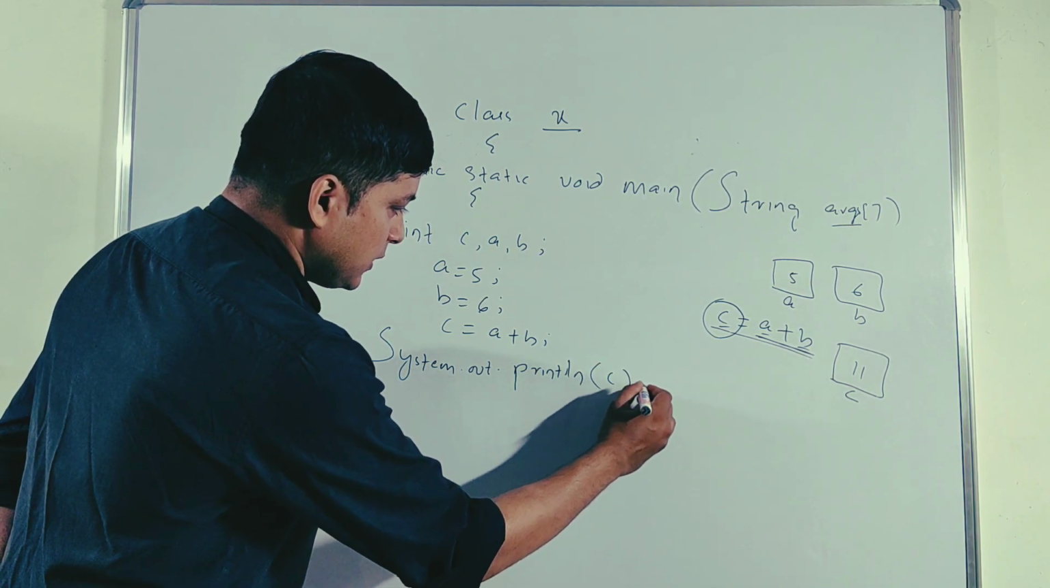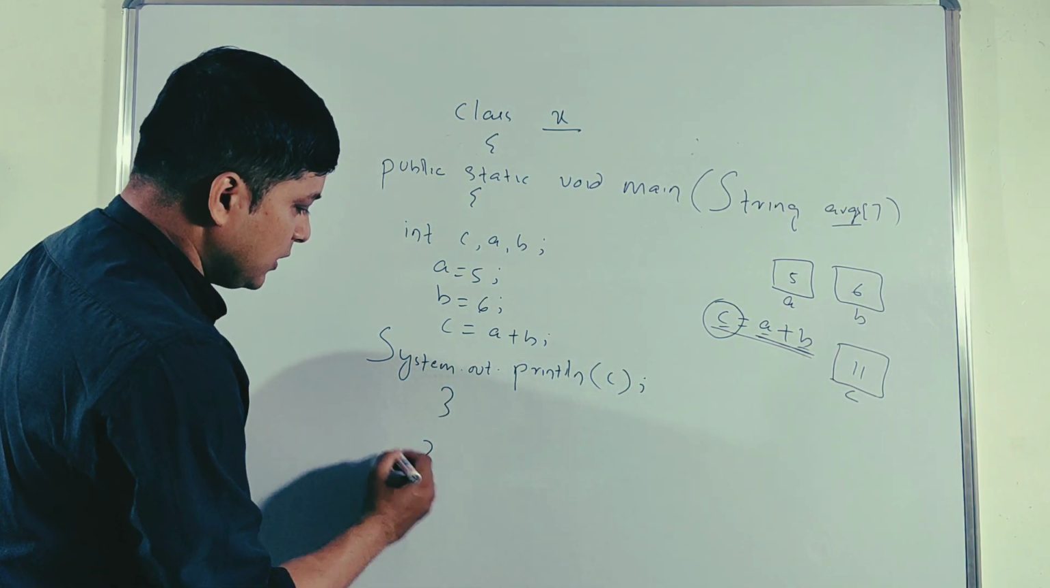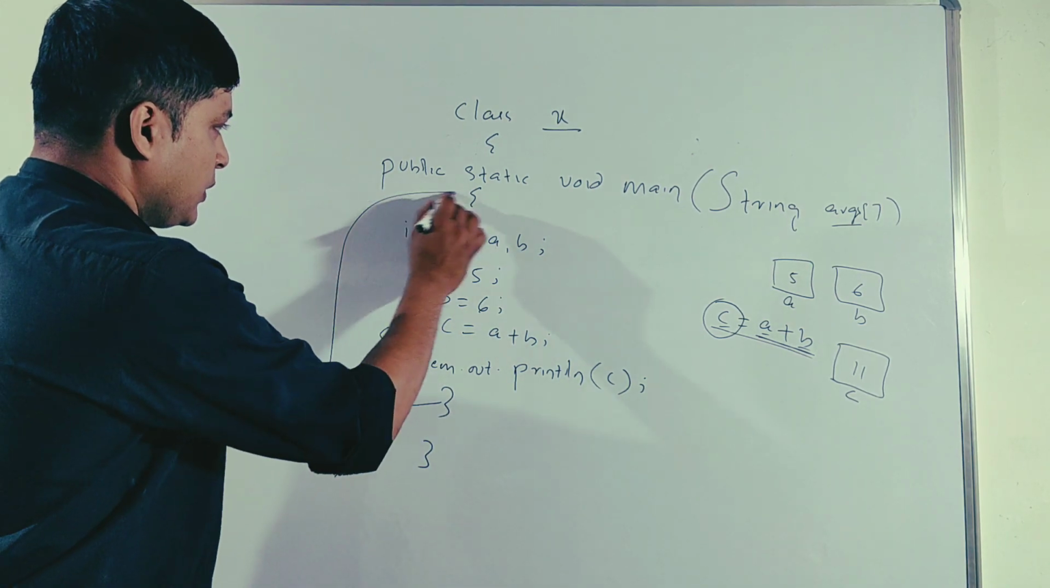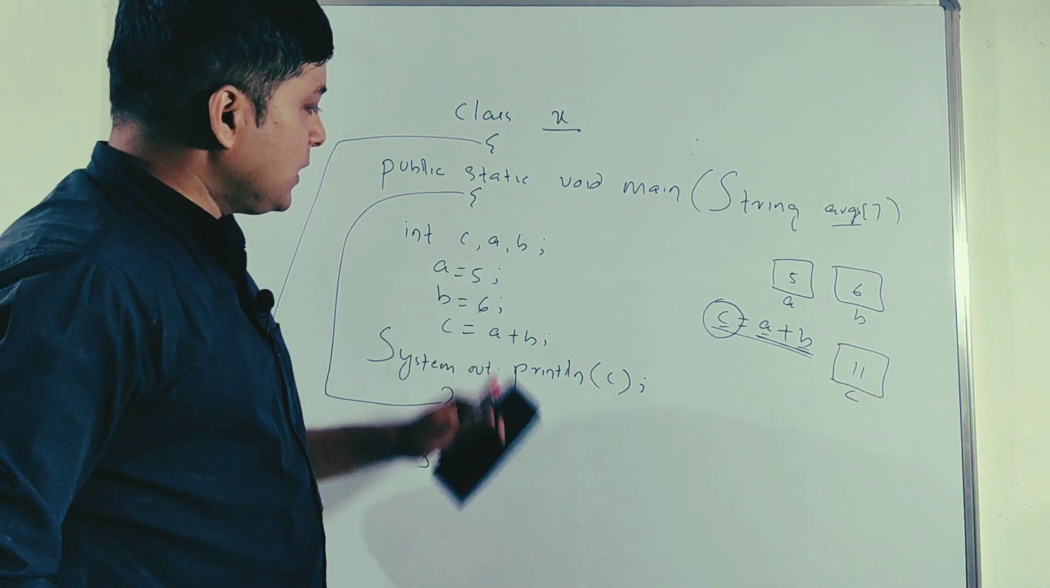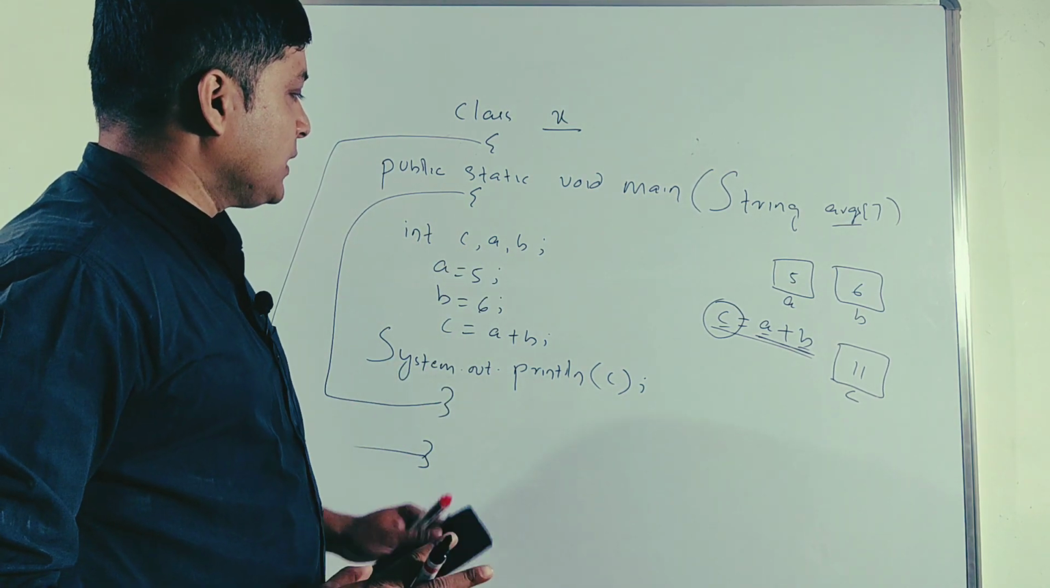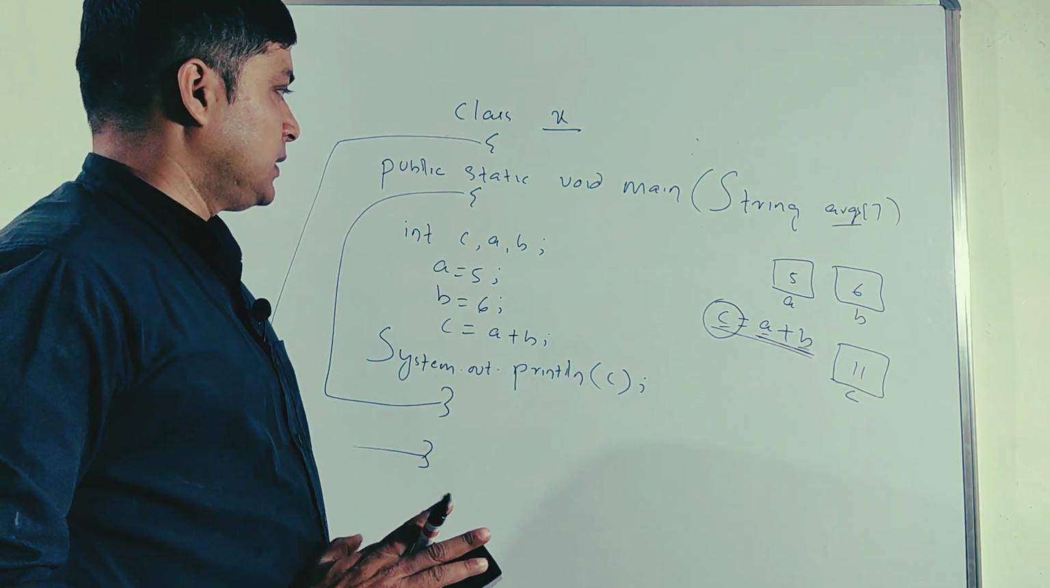So addition is c. Then curly bracket. This curly bracket is for public static void main and this curly bracket is for the class. So in this way you can write a Java program. This is called addition of two numbers. Is that clear?